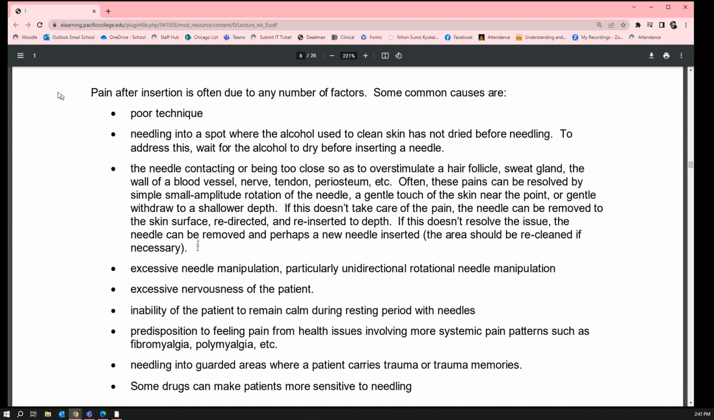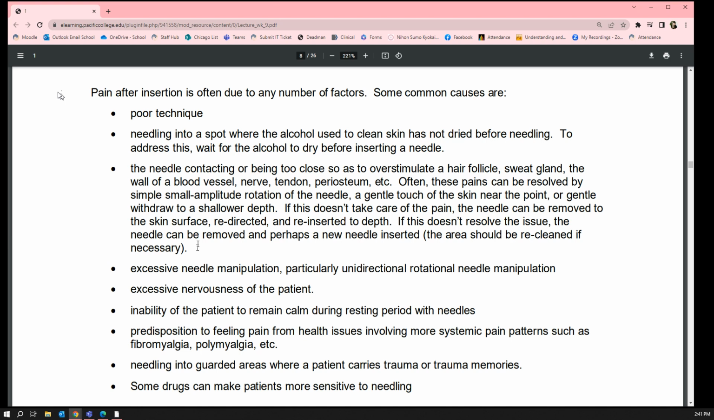If that doesn't resolve it, then you might need to remove the needle and perhaps reinsert it. If you contaminate the space, remember to re-clean the point. And sometimes there may be a point that you just can't needle today when you're needling a patient. Right? Sometimes an area is just particularly sensitive. You might choose a different point and move on.